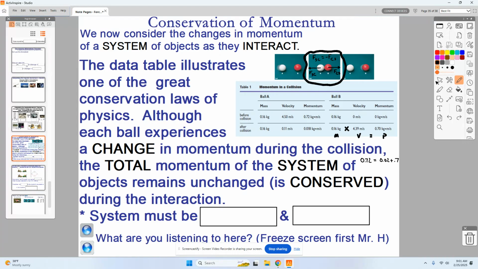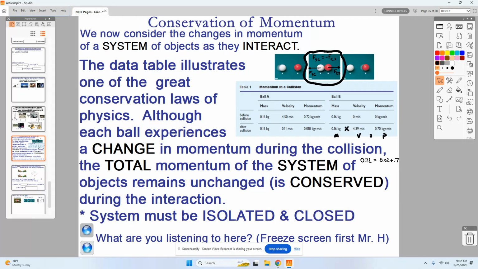Now, the system has to be isolated. When I say a system is isolated, that means only the forces of impact, the collision forces, are the things that we care about. Any other forces are minimal compared to the collision forces, and so we say that it's an isolated system. The other thing that must be true is that it's got to be closed, which means that the mass doesn't change for that system, so we don't have any matter coming in or leaving.